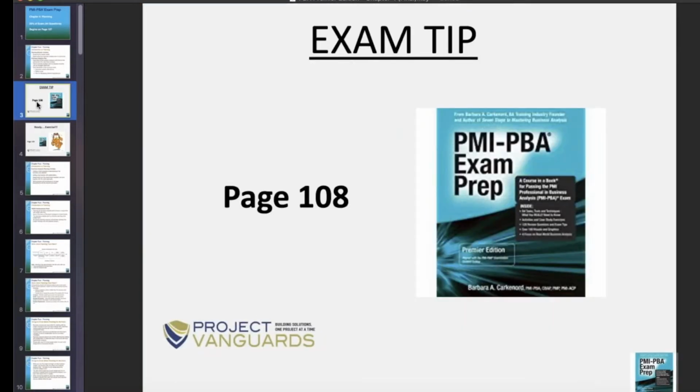All right. The exam tip is toward the top of the page on 108. And it's really nice how they put the exam tips in here like that. It says, when you are answering exam questions, assume proper planning has been done unless stated otherwise. Since business analysis work is complex, involves many people, and is critical to the success of the project, it must be carefully planned and you must follow the plan.